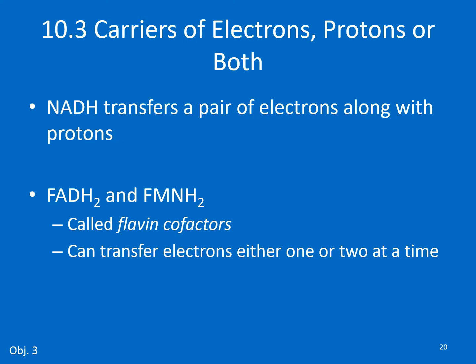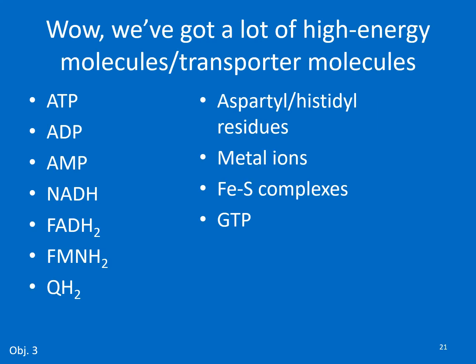Oh yeah, I guess I already talked about this. So NADH transfers electrons along with protons, and FMNH is a flavin cofactor, just like FADH2 is. And these can transfer electrons either 1 or 2 at a time. So dang, we've got a whole lot of high energy molecules. We've got, of course, ATP, ADP, AMP. That's the high energy molecule we're trying to make here today, all the ones we've talked about today. Of course, we've got GTP, which is a different nucleoside. So let's go ahead and try categorizing these.